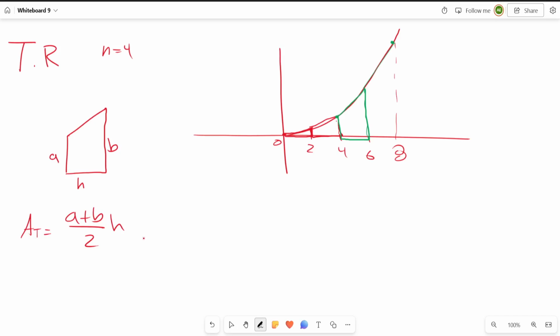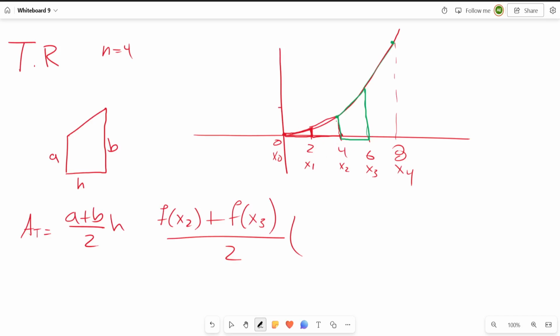Okay, so what is A over here? A is basically this length, or the y evaluated at x equals 4, right? So if this, let's call this point x0, this is x1, this is x2, this is x3, and this is x4. So this green trapezium will have an a value of f of x2 plus a b value of f of x3, over 2, times h. Okay, what is h? H is basically delta x.